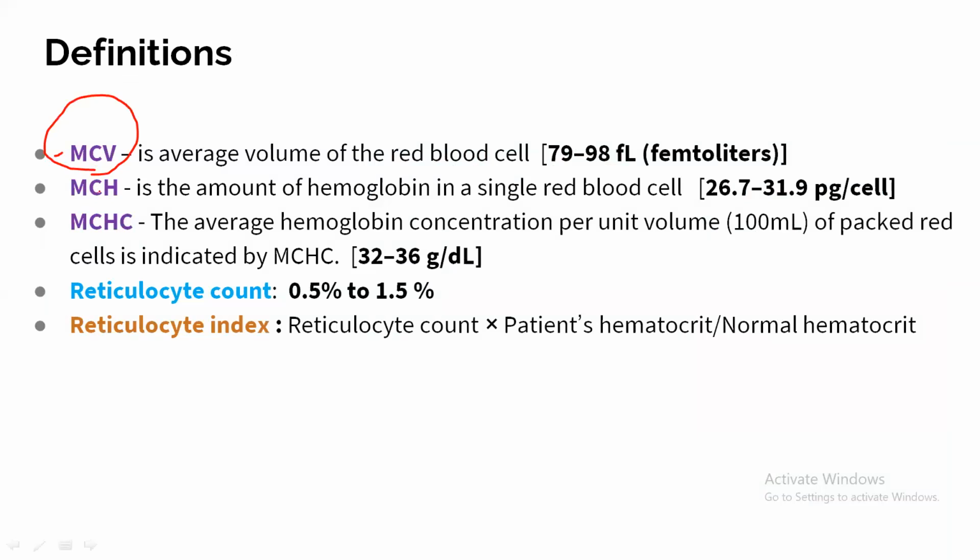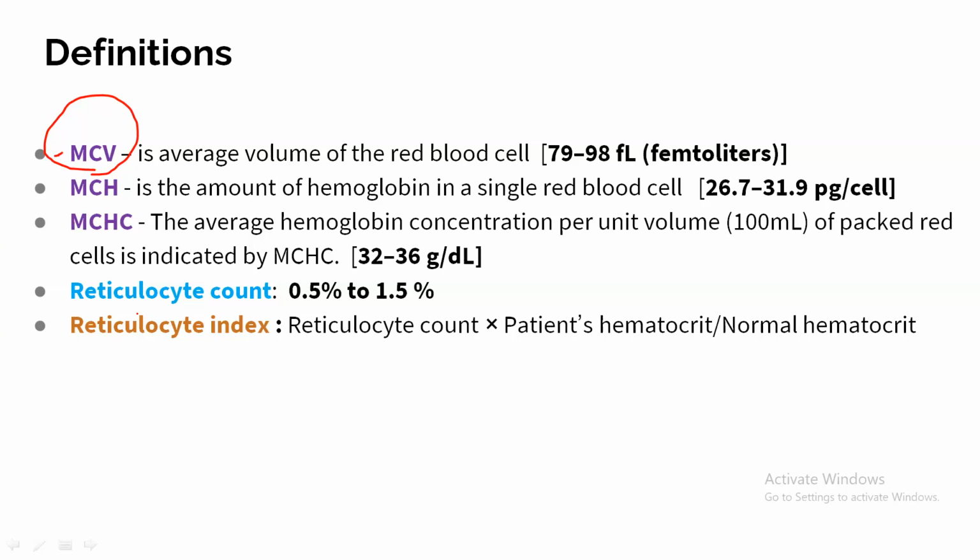MCH is basically the hemoglobin content in a single red blood cell. And MCHC is the average hemoglobin concentration per unit volume, for example per deciliter, that is 100 ml of packed red blood cells. These parameters are extremely important if you are dealing with a child with anemia. And the reticulocyte count is, of course, extremely important.